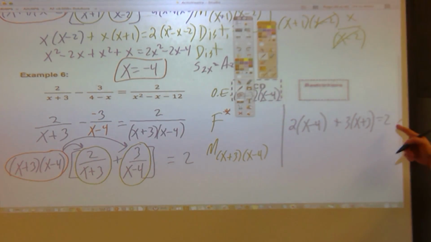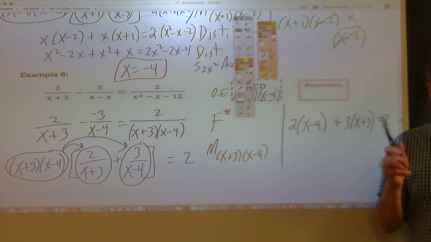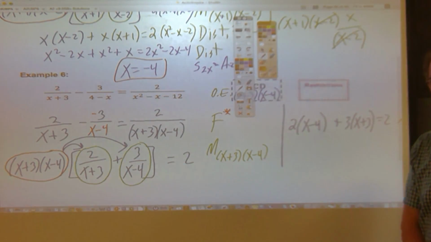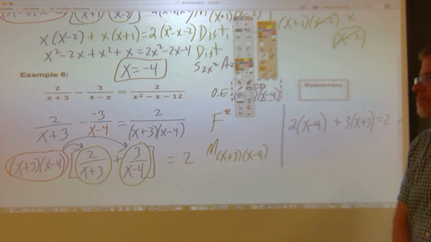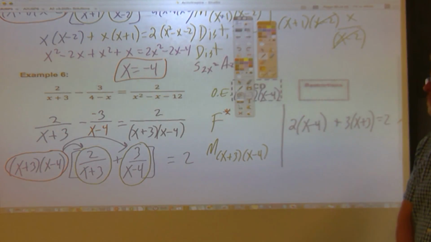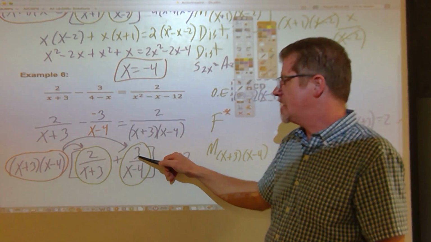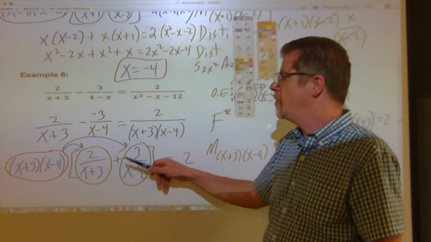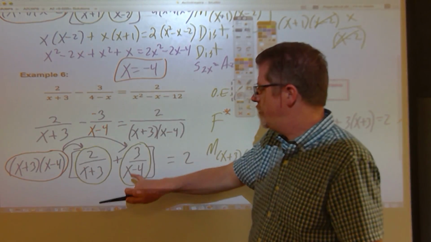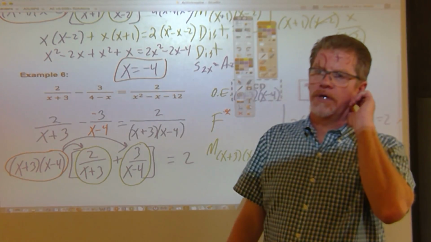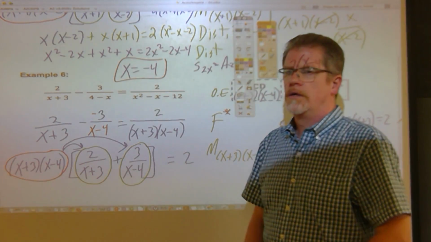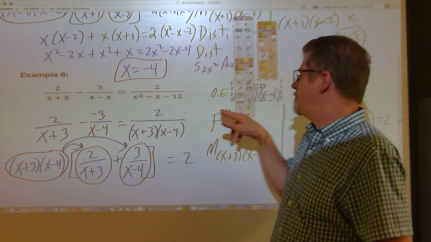So the code for this is distribute. Yes? Right here? Your question is, is that supposed to be negative? No, because we have minus, negative is plus. That's what the star was all about.